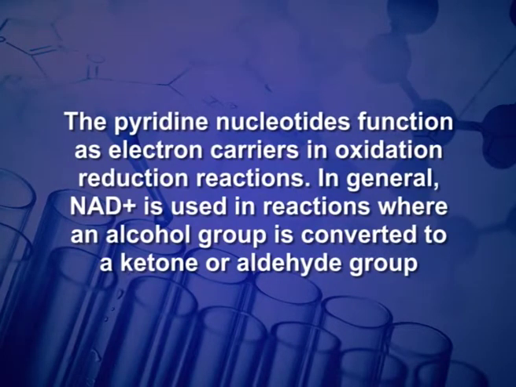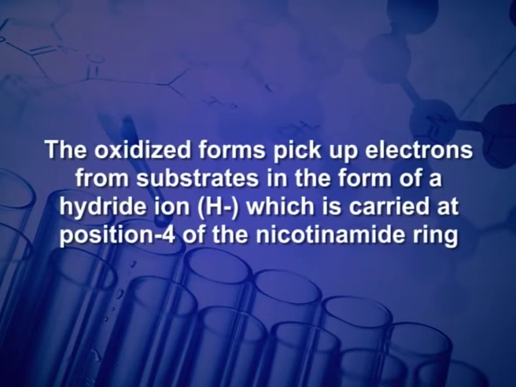In general, NAD+ is used in reactions where an alcohol group is converted to a ketone or aldehyde group, and the oxidized form picks up the electrons from the substrate in the form of a hydride ion, H minus, which is carried at position 4 of the nicotinamide ring. The hydride can then be transferred to another acceptor, regenerating the oxidized form of the pyridine nucleotide.